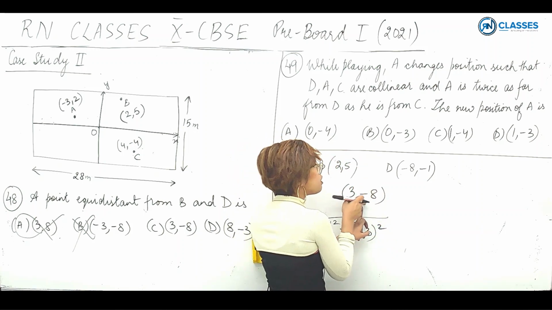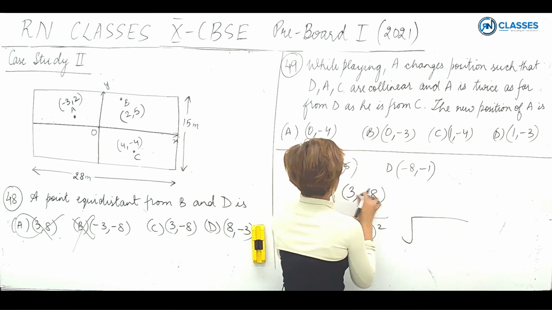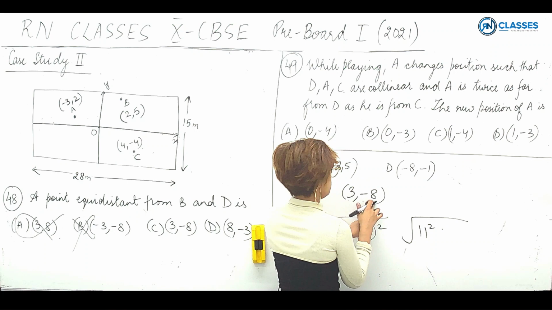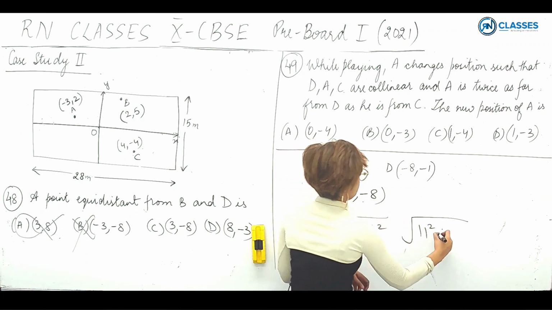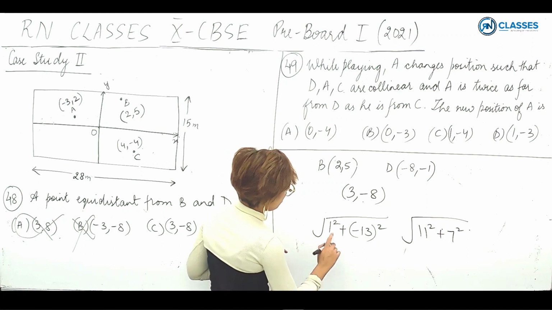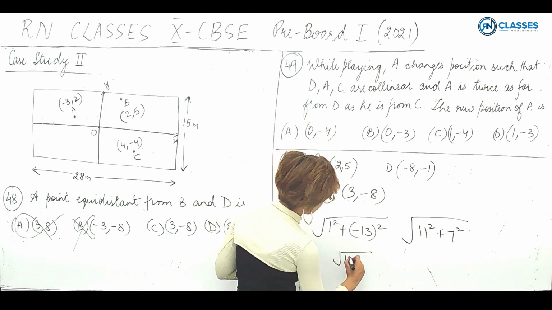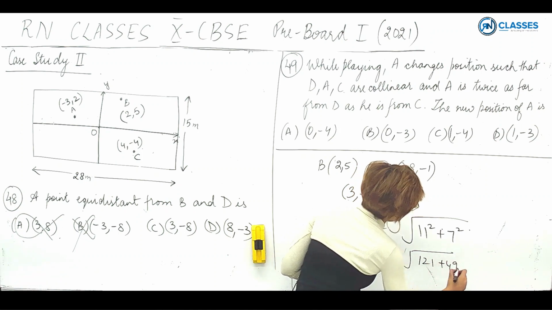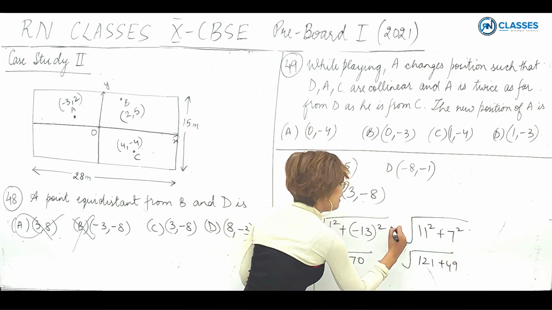Now the distance between this point and this point. So 3 minus 11 square plus minus 8 plus 1, so plus 7 square. Let me check that it doesn't come out equal, because I can't see it. So you get root 170, and here I have 121 plus 49. These two are equal.